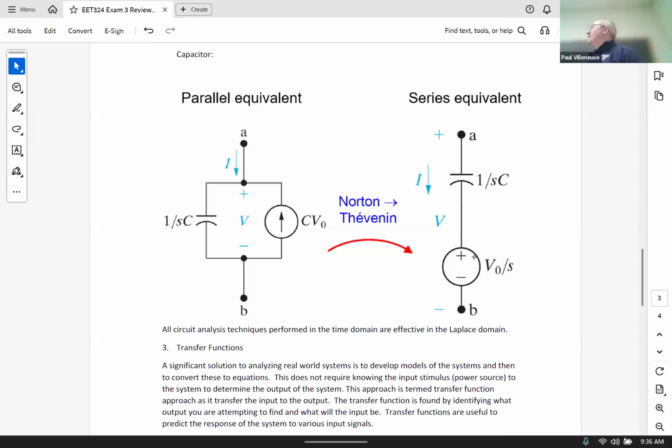Now we put our initial condition in there, and if it's a parallel circuit, we have a current source. And if it's a series circuit, we have a voltage source. In either case, the initial condition is dictated by the voltage. The voltage is what drives the initial condition. And the reason is that you can't have an instantaneous change in voltage in a capacitor. So again, it makes things much more efficient to do that.